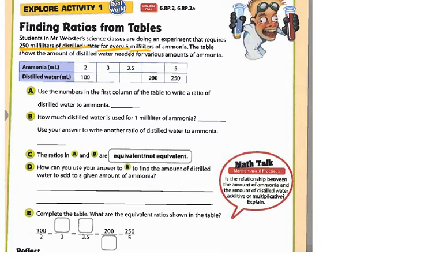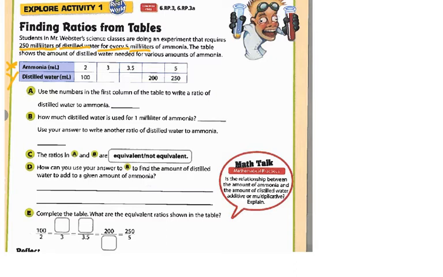The table shows the amount of distilled water needed for various amounts of ammonia. Just to talk about this table for a second, when we get to the graphing part of this, the values that are in the top row, those are going to be your X values. And the values that are in the bottom row are going to end up being your Y values when we start graphing. Okay, so I want you to keep that in mind.